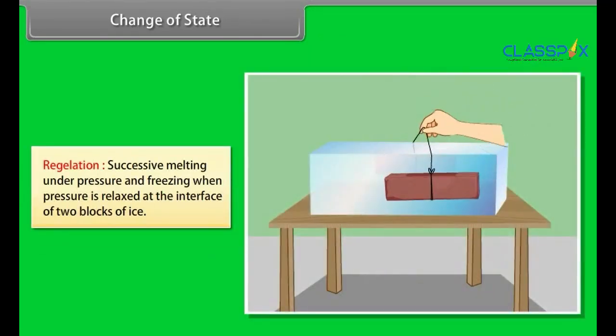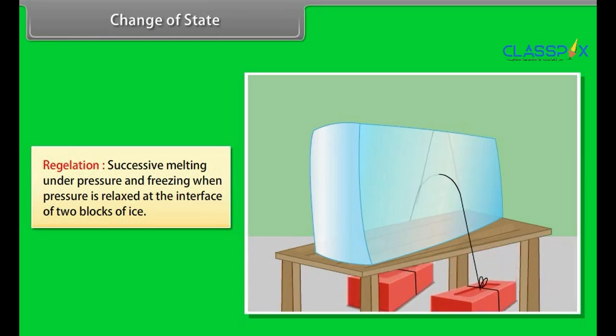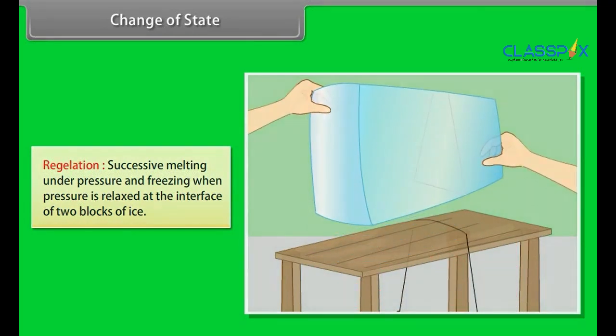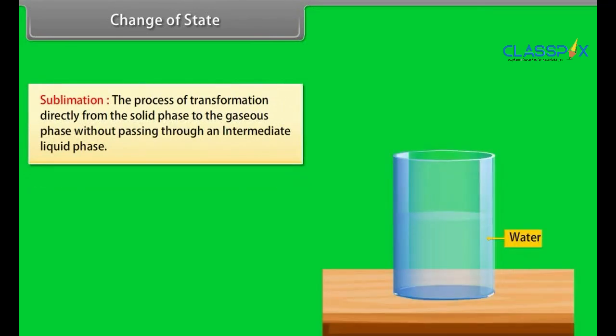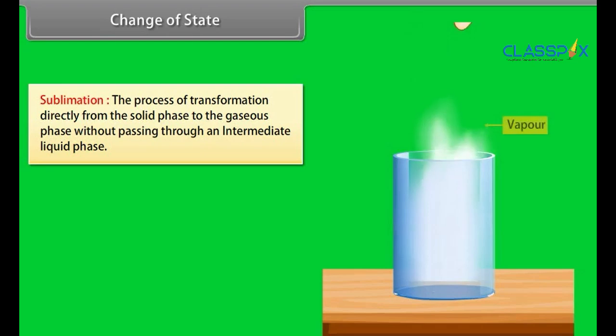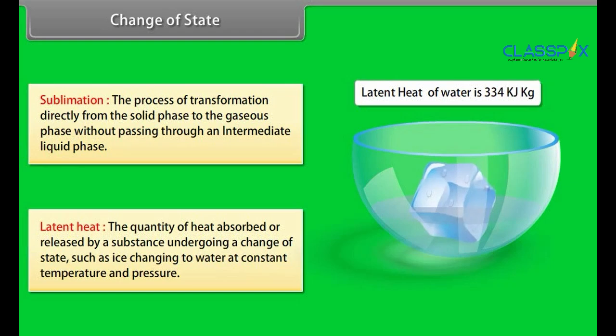Regelation. Successive melting under pressure and freezing when pressure is relaxed at the surface at the interface of 2 blocks of ice. Sublimation. The process of transformation directly from the solid phase to the gaseous phase without passing through an intermediate liquid phase. Latent heat. The quantity of heat absorbed or released by a substance undergoing a change of state, such as ice changing to water at constant temperature and pressure.